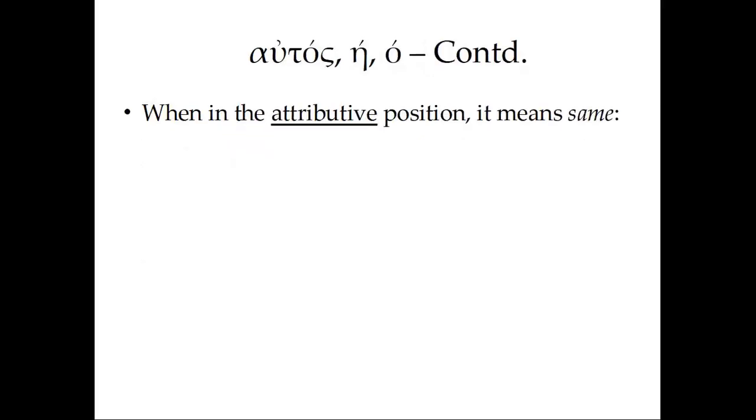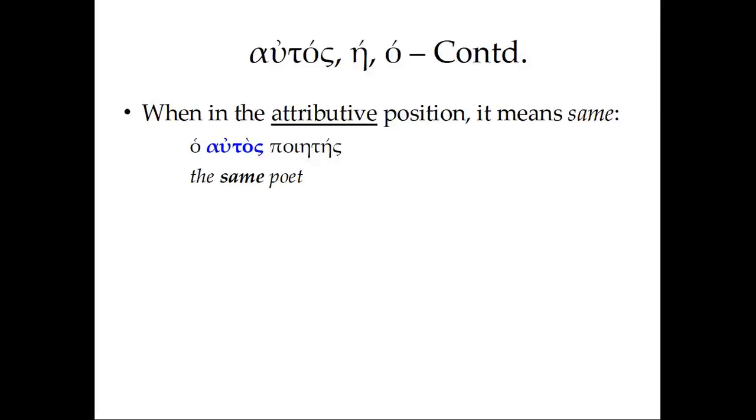When in the attributive position, it means same. So for instance, not ho poietes autos, but ho autos poietes. We have our form of autos in the attributive position between the definite article and the noun. So here's one of those places where paying careful attention to word order in Greek really is important. So this means the same poet, not the poet himself, but the same poet. And if we were just to say ho autos, that would be the same person, the same man.